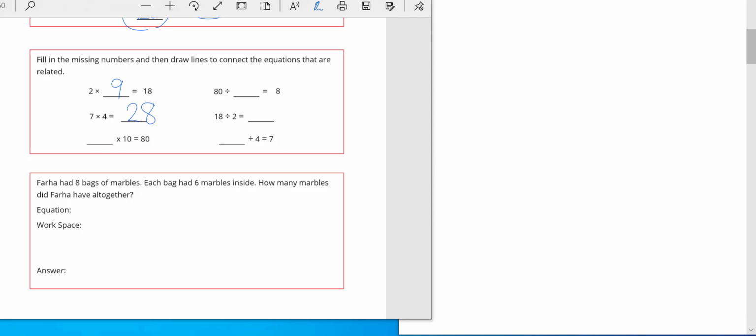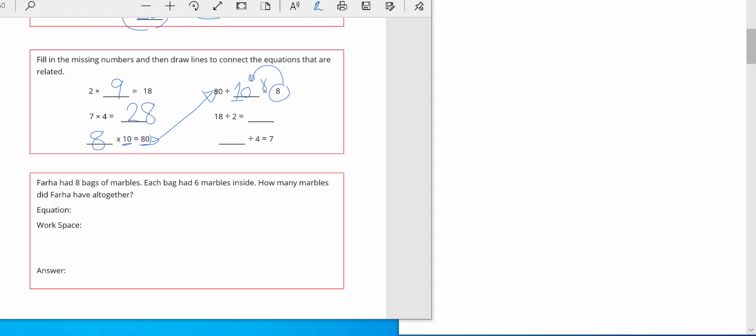Multiples of 10, so 8 tens equals 80. Now the second side. 80 divided by what equals 8? As we said before, we can use multiplication to solve a division operation. So 8 times what equals 80? 8 times 10. Now we can join these equations together.